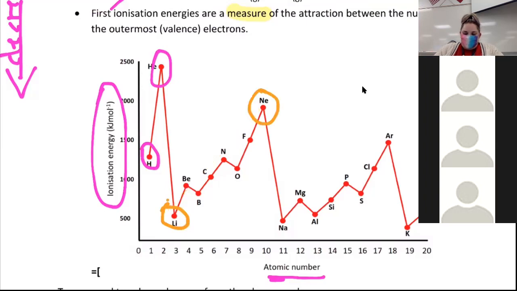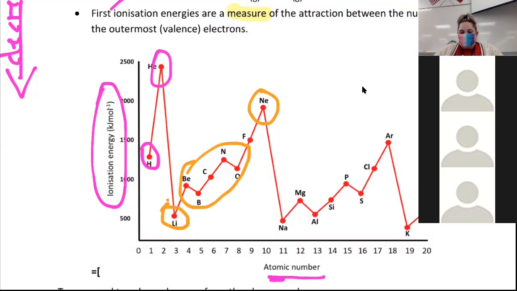But here in the middle, there's some weirdness going on because they're not all going straight up. There's some where there's a drop between beryllium and boron and between nitrogen and oxygen. And so we're going to talk about why that is, because there's an explanation for that. But in general, as I go across the whole period from lithium to neon, it increases.